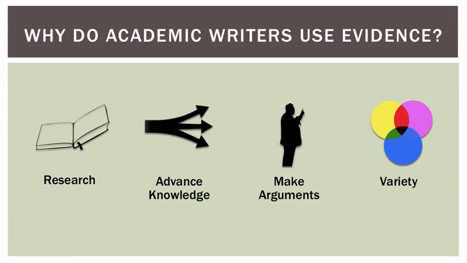Let's first think about why academic writers use evidence. Just several of the most important reasons are that they use it so that they can do research. Academic writing is about an ongoing conversation, engaging with the work of others, and evidence enables you to show that you are actually working really closely with other writers and other ideas. We also, as academic writers, want to advance knowledge, so the evidence we use should show that this is what has happened before, this is where we're maybe heading, and this is why I think we're heading there, right? So you're using it to advance knowledge.